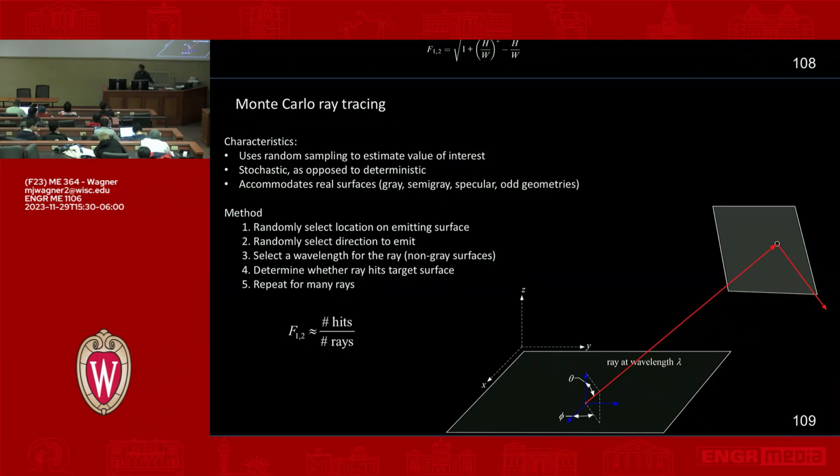So ultimately, what you're trying to do is compute the number of times you hit that surface divided by the number of times you tried, and that's your view factor. And that's a good intuitive understanding of what a view factor really is. So it's a really flexible method. Like I said, you can do it for non-diffuse surfaces. You can do it for wavelength dependence, all this stuff that view factors don't really account for.